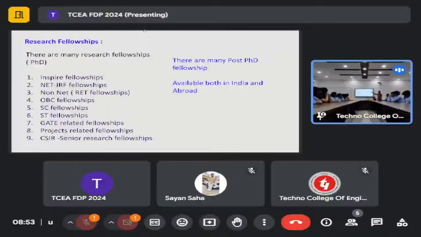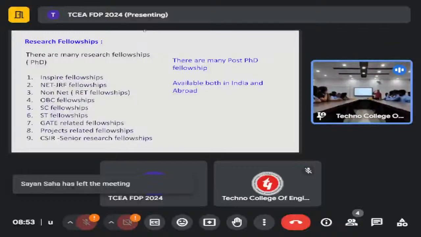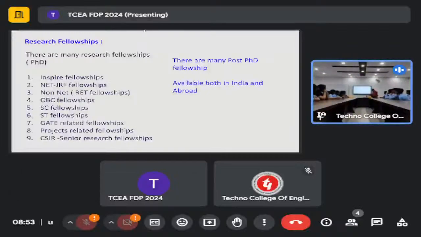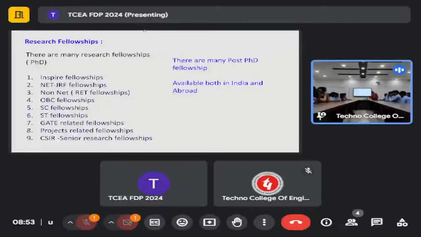Now this is the end of the slide. What I want to tell you is that if you come to the research area, there is huge money so far as fellowship is concerned. After PhD also there is huge money available. If you jump into the research work, there is no shortage of money.